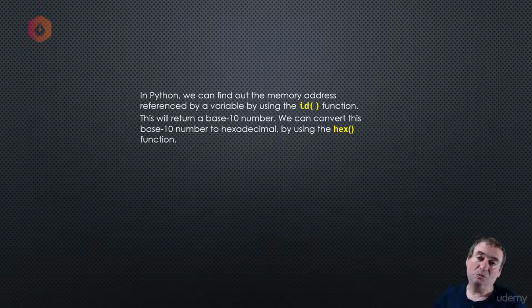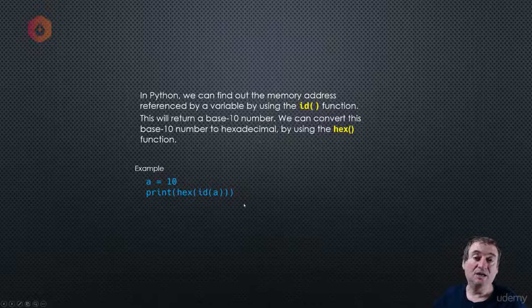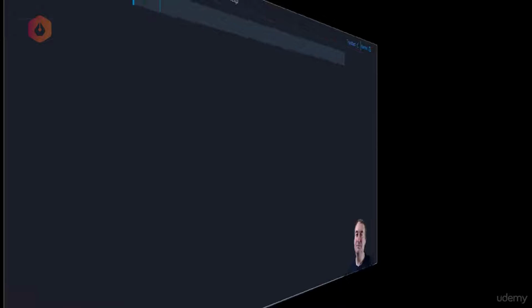The id function will return a base 10 number, and if you want, you can convert that to a hex number by using the built-in hex function in Python. So for example, if we have a equals 10, we can find the hexadecimal version of the memory address of a by printing out hex of id of a. Let's take a look at a quick example in Python and see how that works.